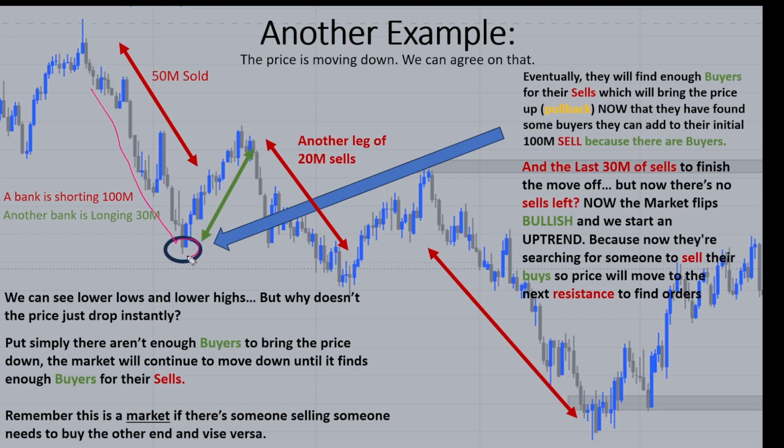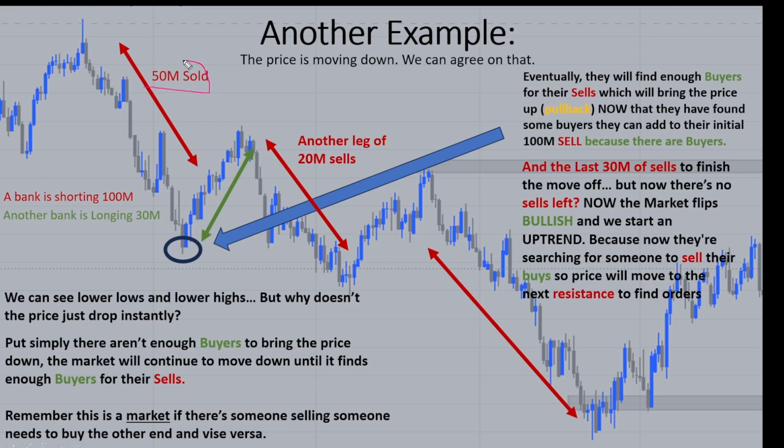It's going to fill these orders at the bottom where they're longing maybe 30 million. It's going to have a leg up, and they're going to then continue their sells because they've found these buyers. So now they've got rid of, from the 100, they got rid of 30. So they've still got 70 million to sell off. So they're going to sell it off again, and they're going to hit another level where there'll be some buyers. They're going to buy it up. Now that they've had that liquidity, they might have another 30 million to sell off, which they can finish off.